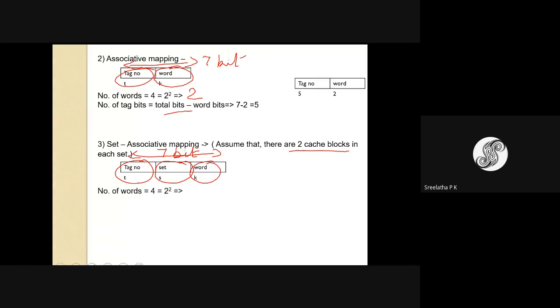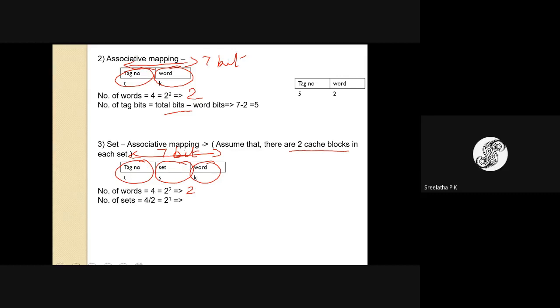Word, there are totally 4 words in each block. 4 is nothing but 2 power 2, so 2 bits represent the word. Number of sets: how many sets are there?